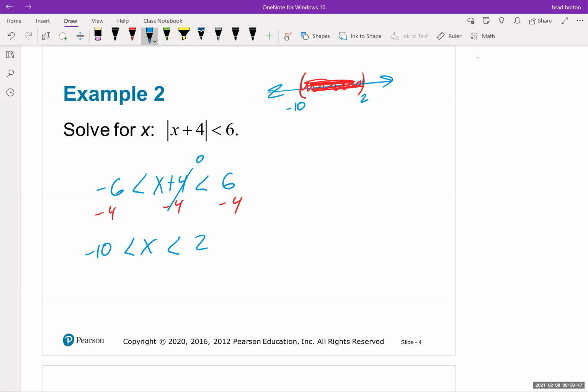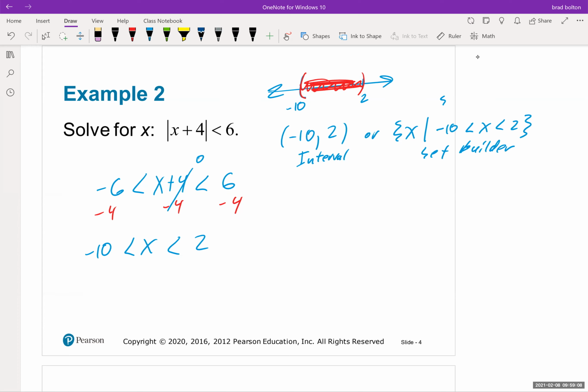So our solution set is negative 10 to 2, or we could also write x such that negative 10 is less than x less than 2. Remember, this is interval and this is set builder.